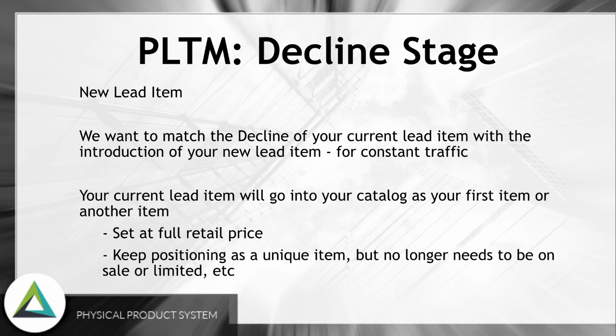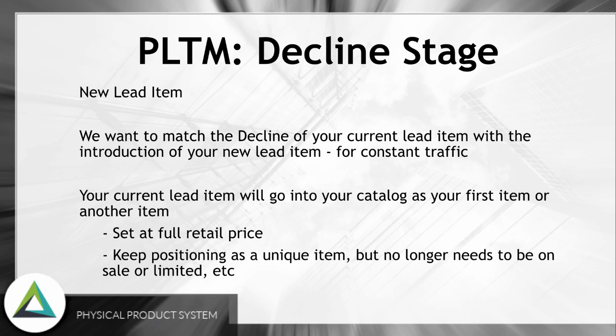Now, if you're following the MVP model, we'll talk about your strategy about product listings here in a bit as well. Your current lead item, once it's done, will go into your catalog when the new item takes the lead item place. So you're going to set it at a full retail price. You want to keep the positioning as unique, but you no longer have to do the whole it's on sale. If you did a free plus shipping, now put it at retail pricing.